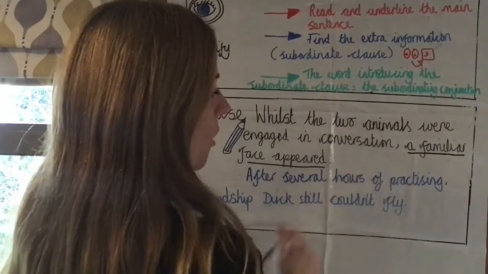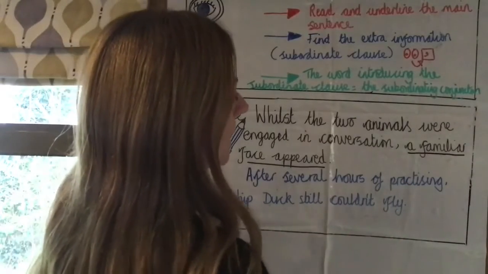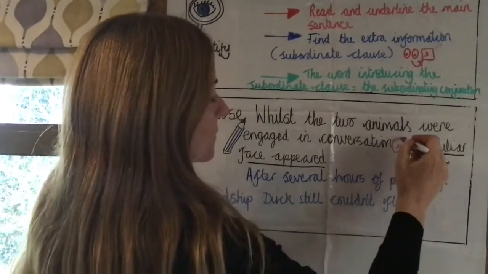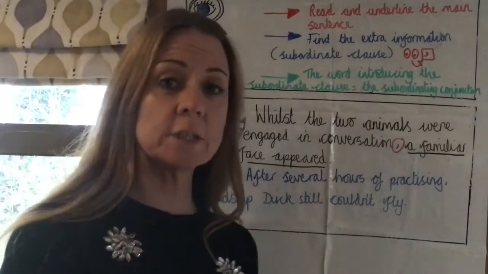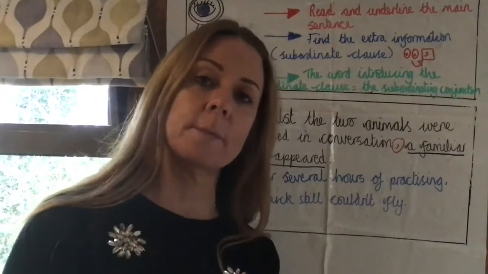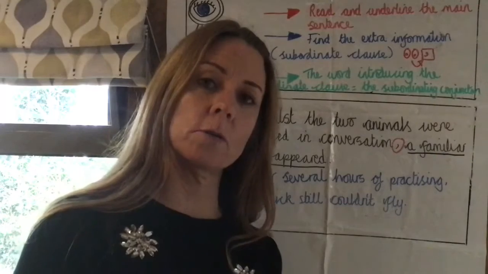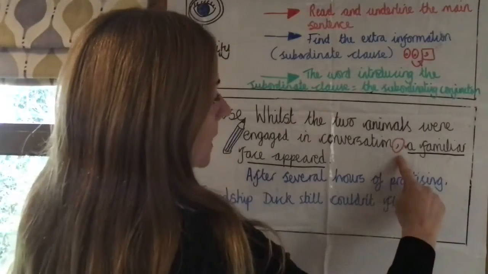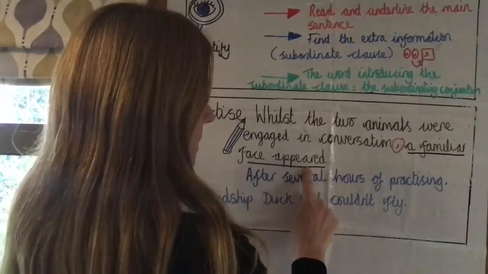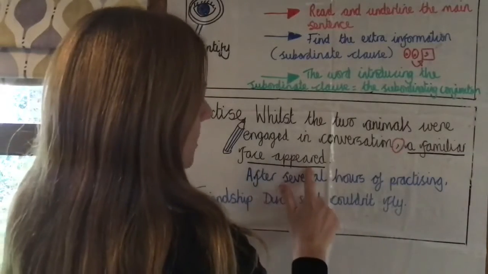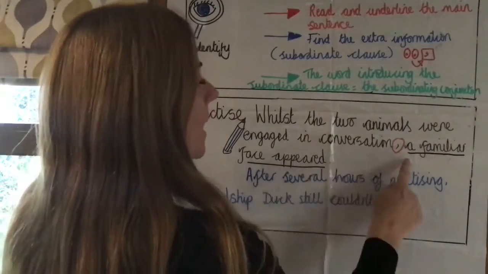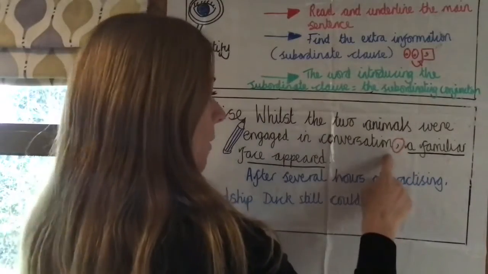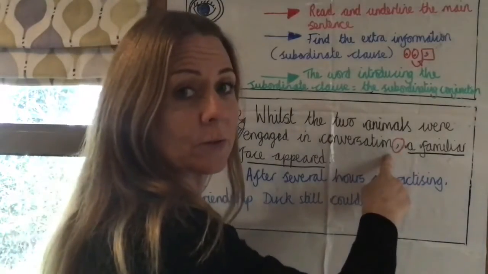Now, to help you find the extra information, remember I've said to look for a comma. So here is our comma here. I'm just going to circle it in red. Here is our comma. And our comma should separate the extra information, the subordinate clause, from the main sentence. So our main sentence is a familiar face appeared. The face is the subject and the verb is appeared. And on this side of the comma is what is called a subordinate clause.